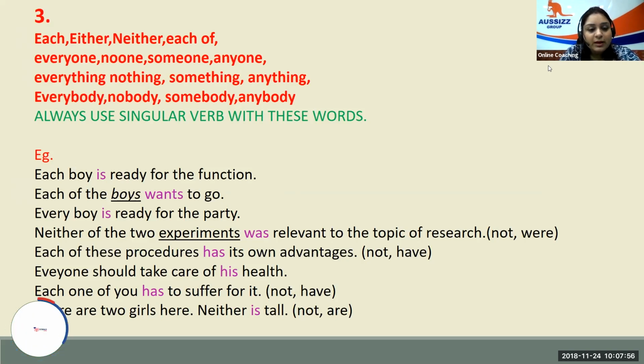Each one of you, again, how many each? We don't know. So each one of you has to suffer for it, not have. There are two girls here. Neither is tall. Neither means no one. Getting that? So indefinite pronoun is always taken into consideration with this. Next.